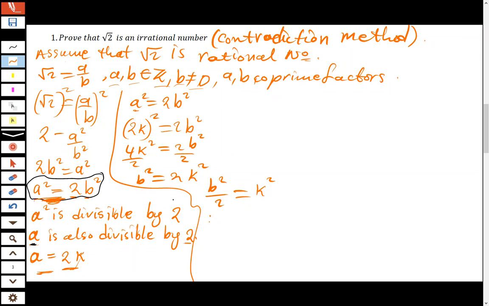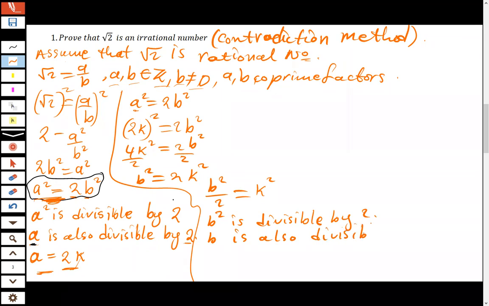So I'm going to say b squared is divisible. If you want, you can say 2 is a factor of b squared, or you can say b squared is divisible by 2. If b squared is divisible by 2, it means that b is also divisible by 2.